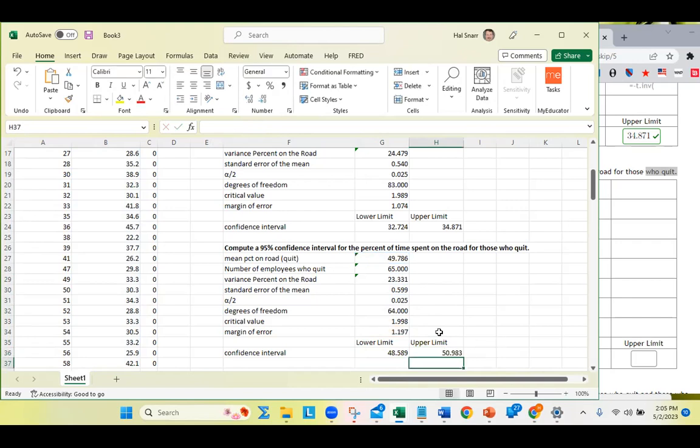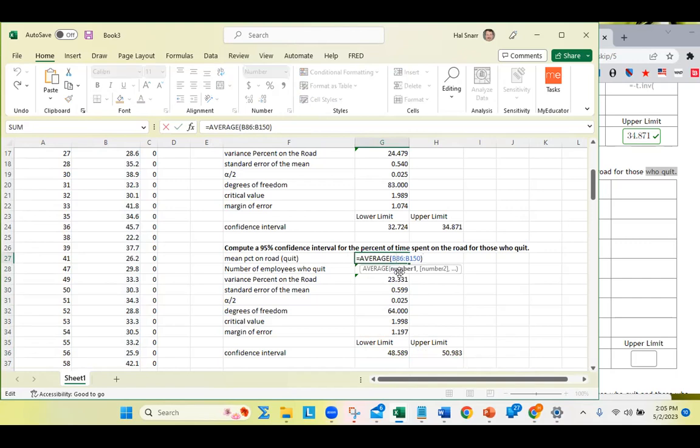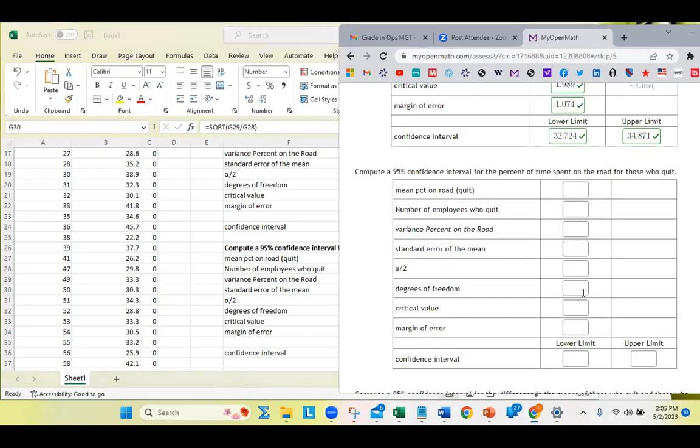All I did is I modified the cells here, here, and here. Are you good, Matthew? Yeah. All right. We're going to go over here and enter the numbers in, right?